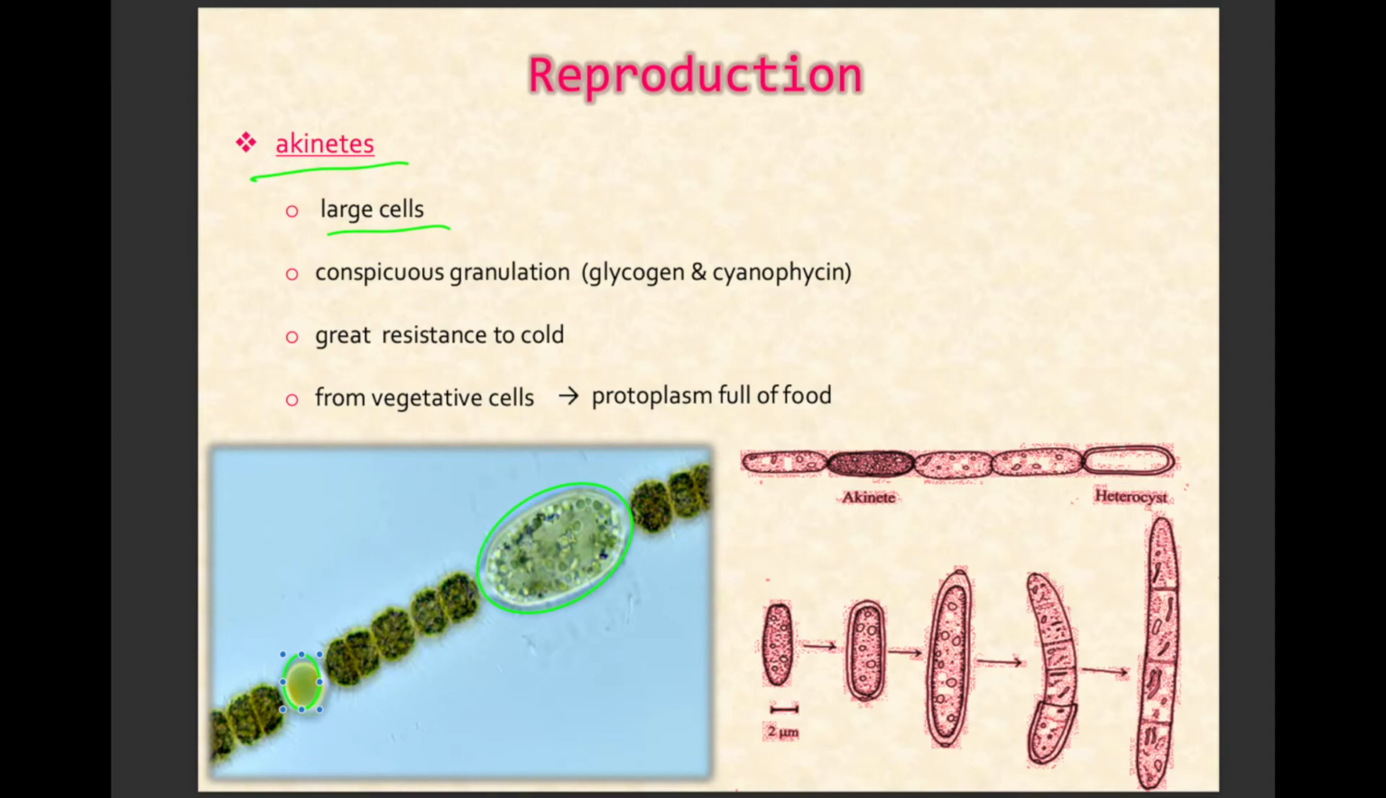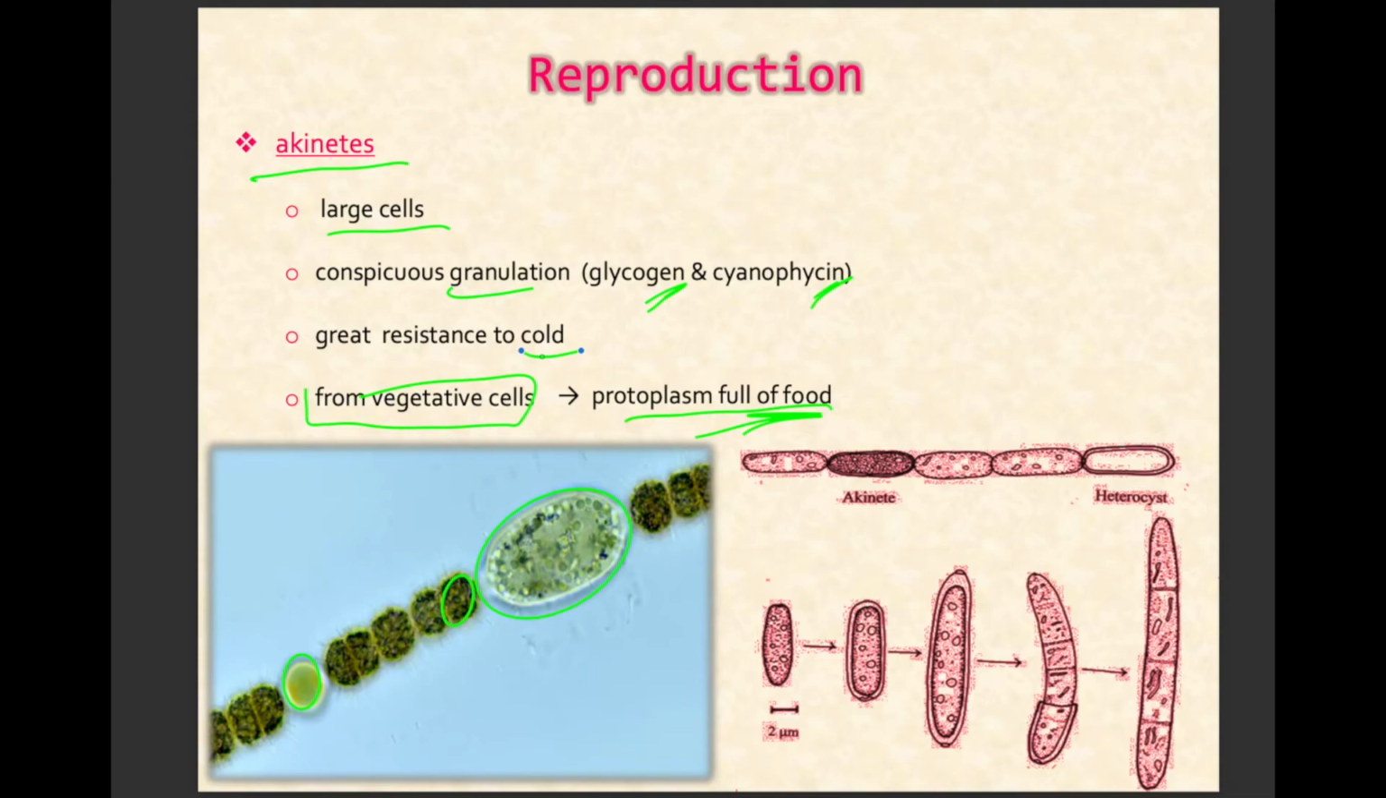to create these akinetes. What will happen is that your vegetative cell, your normal vegetative cell, will stuff its protoplasm with different sugar molecules and different storage granules. This conspicuous granulation is of your glycogen storage and your cyanophycin storage pigments. These are essentially food being stuffed inside the protoplasm of that vegetative cell. When the akinete forms, it usually enables the organism to withstand extreme environmental conditions. So extreme cold, extreme environment, the akinetes can survive that.